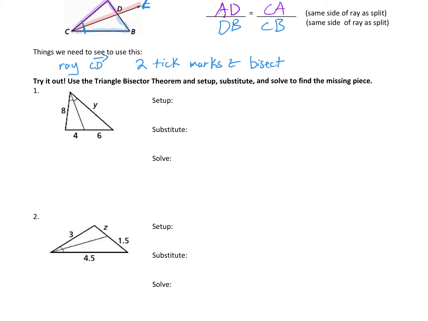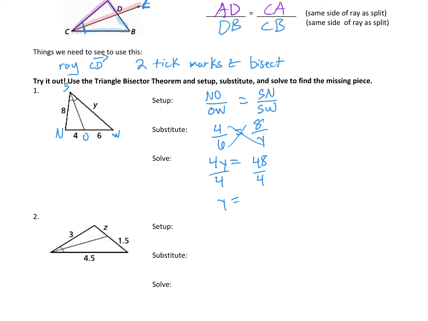So let's try out some of this today. Let's label this. So let's say this is SNOW. Our setup, NO over OW, so the flat side, is equal to SN over Y, or SW. Substitute that in, so we have 4 over 6 must equal 8 over Y. We're going to cross multiply, so that gives us 4Y equals 48. Divide by 4. Y must then equal 12.